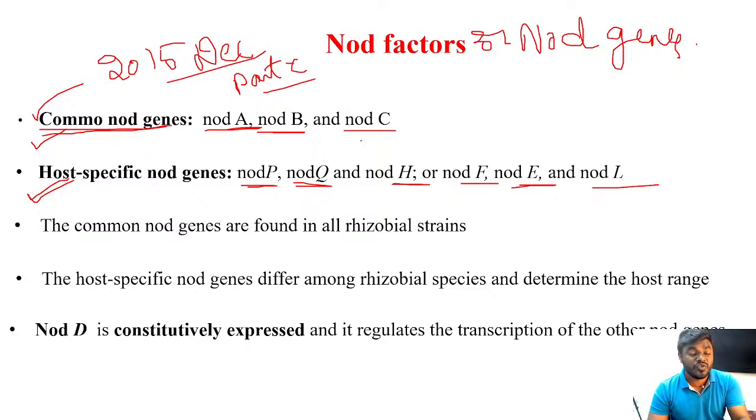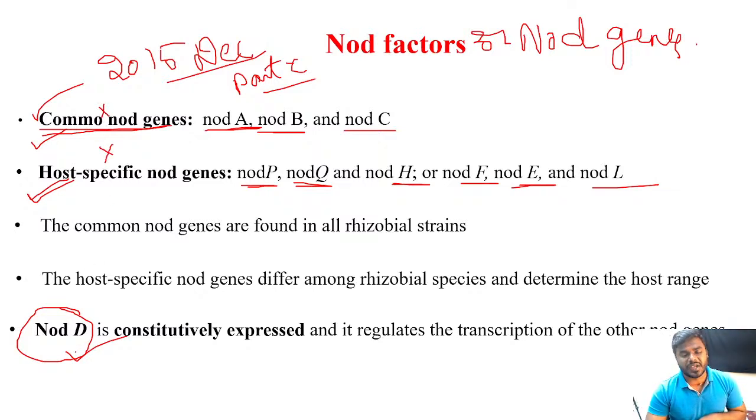You have to remember. Here comes a very interesting point. What is that very interesting point? If the common nod genes and the host specific nod genes want to be activated, there will be a requirement of a gene called the nodD gene. My friends, everyone has to remember: without the nodD gene, you can't imagine the activation of the common nod genes and host specific nod genes.